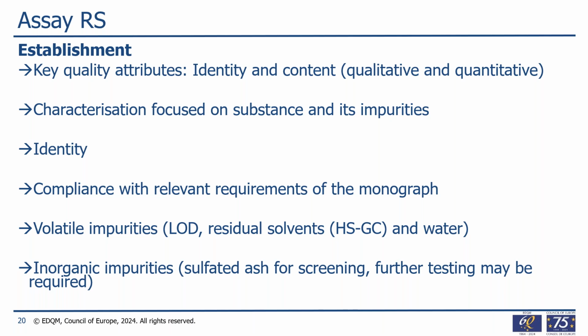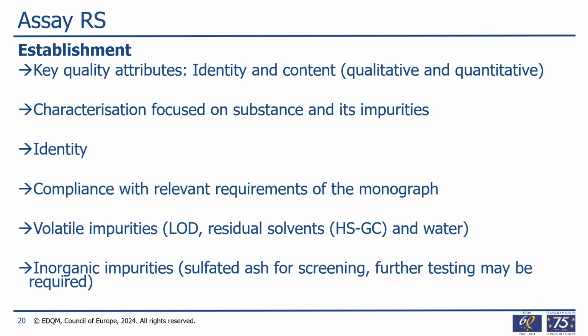For the establishment of such a reference standard, the key quality attributes are the identity, but of course also the content. So it has qualitative and quantitative properties. And here the characterization is focused on the substance, but also in great detail on the determination of the impurities. So again, we verify the identity of the substance as described before, and we verify the compliance with the relevant requirements of the monograph. But we also test for volatile impurities, which could either be done by loss on drying or by a combination of a residual solvents test by headspace GC and water determination by Karl Fischer, for instance.